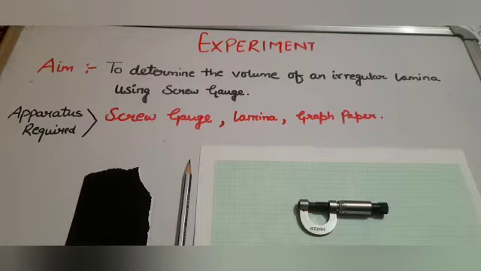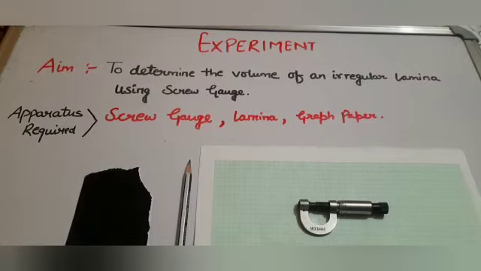An irregular lamina has no regular geometrical shape, and its thickness is negligible compared to its length and breadth. The volume of an irregular lamina is equal to surface area into thickness. The thickness can be measured with the help of a screw gauge, and the surface area can be measured with the help of graph paper. As an irregular lamina is irregular in shape, its surface area cannot be calculated by a simple formula like length into breadth.